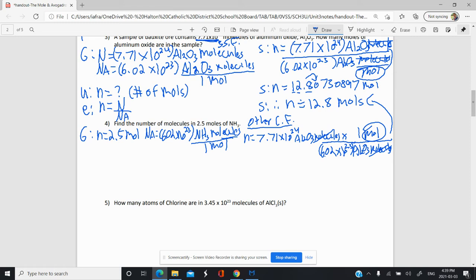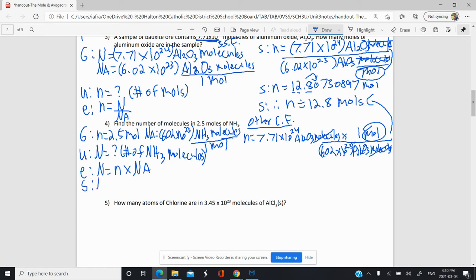And so what are we looking for? We're looking for the number of molecules. So we're looking for big N. We don't know what that is, so it's number of NH3 molecules, because that's our particle. And so we're going to write out our equation. We know that big N is equal to little n times Na. And we can then substitute and solve.